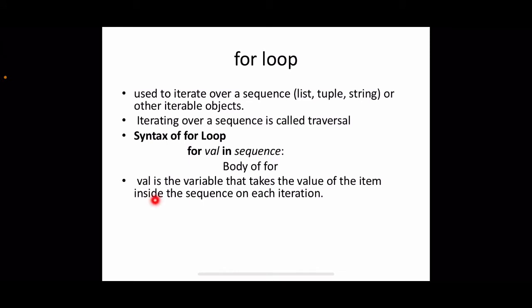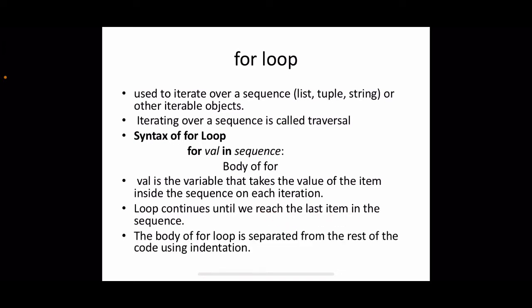So val is the variable that takes the value of the item inside the sequence on each iteration. And this loop continues until we reach the last item in the sequence. The body of the for loop is separated from the rest of the code using indentation, just like any other block of statements. We have seen this with if, while, etc. There also the body is separated from other statements using indentation.